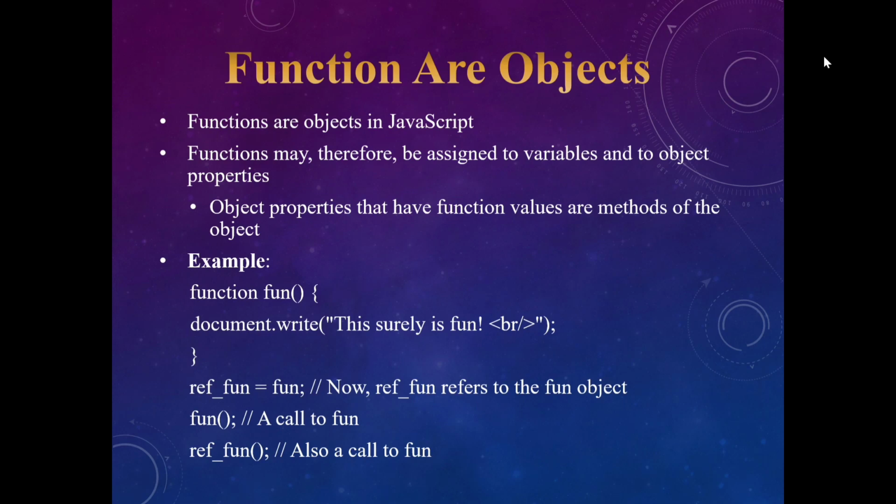Next is functions. Functions are first-class objects, as they can have properties and methods just like any other object. The major difference between them and other objects is that functions can be called. Functions may therefore be assigned to variables and to object properties. Object properties that have function values are the methods of the object. Here we can see an example of the functions.